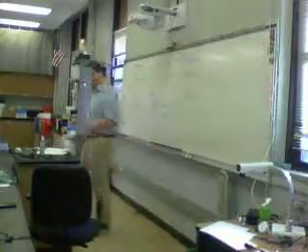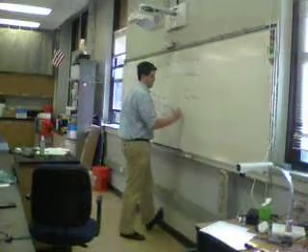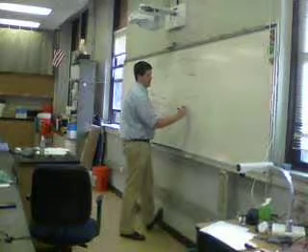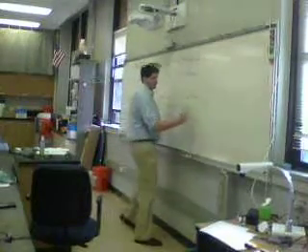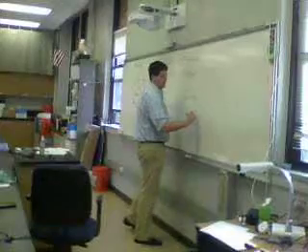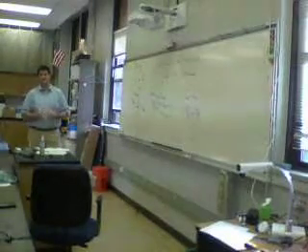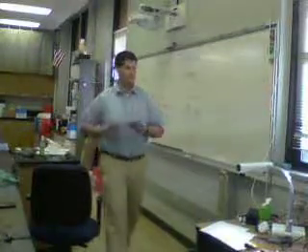Now on the AP equation sheet, the way they write it is this: a is equal to sigma F divided by m. Or they sometimes just write it as F net over m. In fact, can everyone take out your cheat sheets that you got?